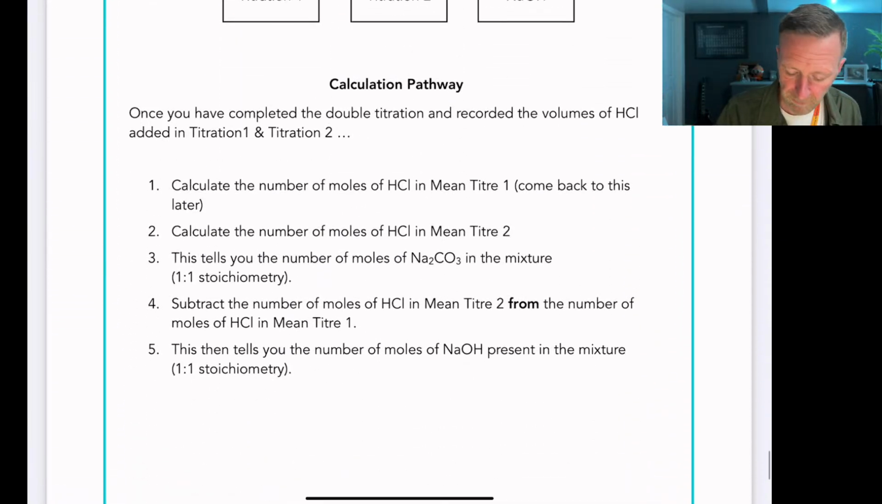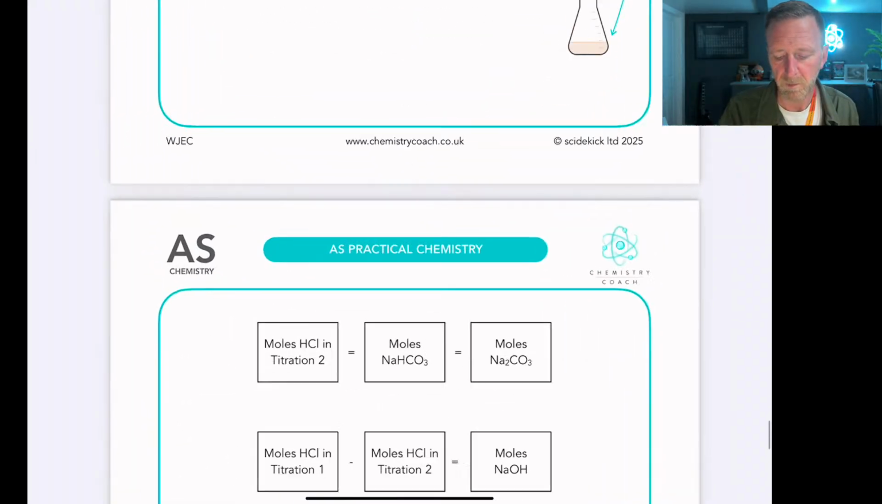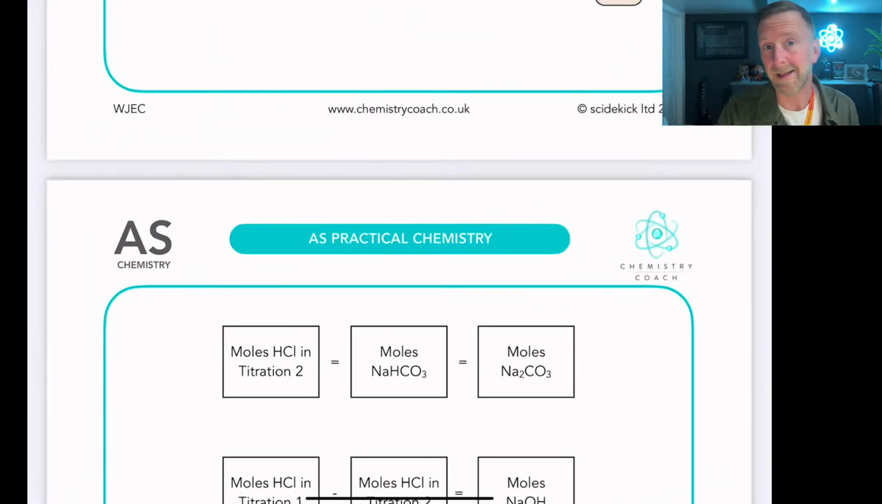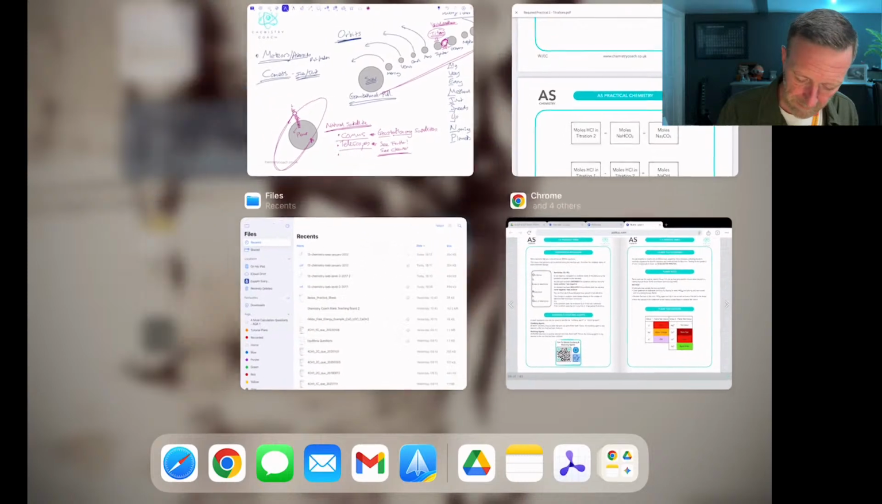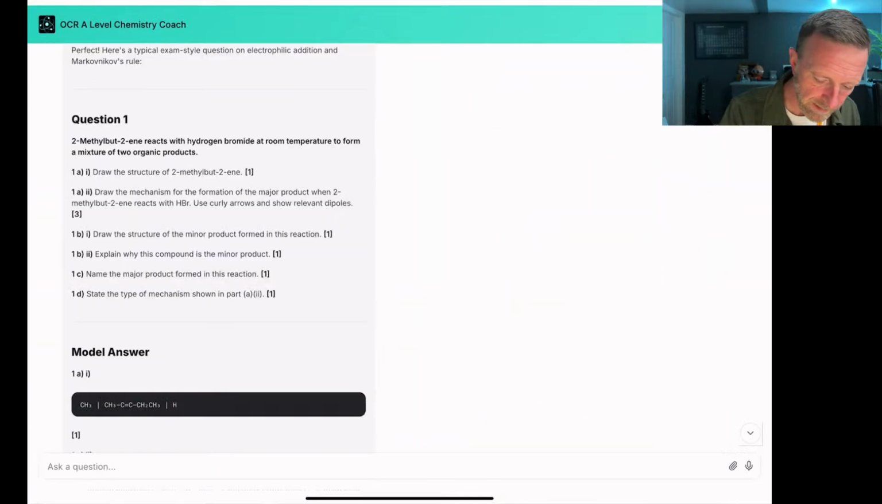So, and the calculation pathway that goes in there. It's not just about the AI, it's about the notes, it's about the videos that come with it, and everything else, okay? So if we go back, and let's go back to OCR. We're kind of neglecting OCR a little bit.